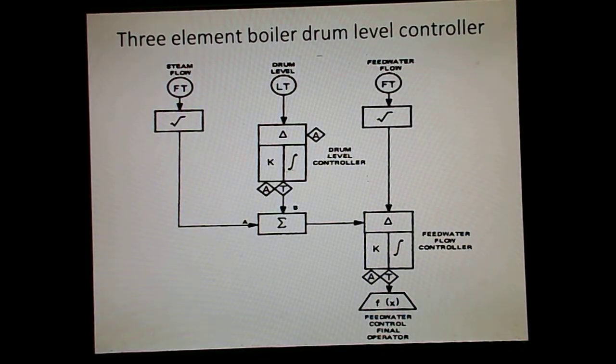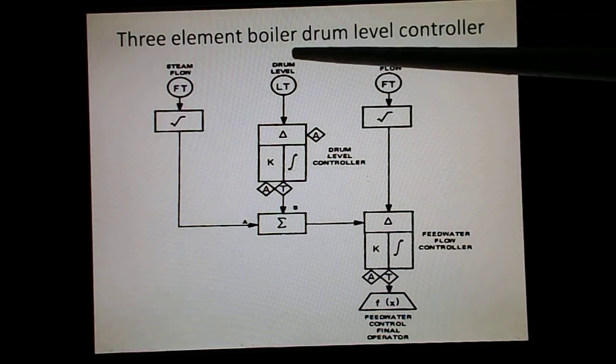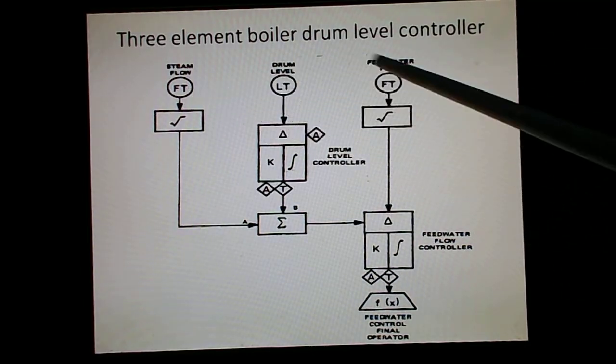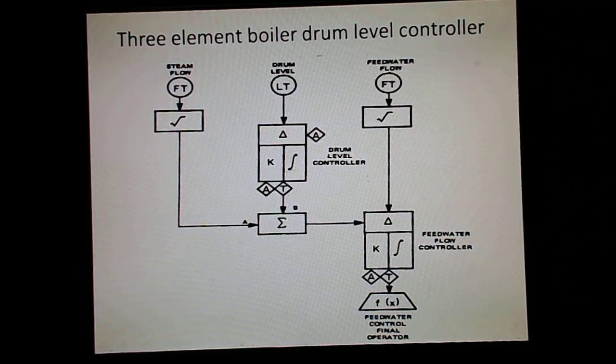In the 3-element controller, you have the drum level signal, then you have the steam flow signal as the feed forward signal, and then you have the feed water flow signal which acts as the feedback signal. So you can see that you have 3 transmitters giving 3 signals. That's why it is called a 3-element controller.